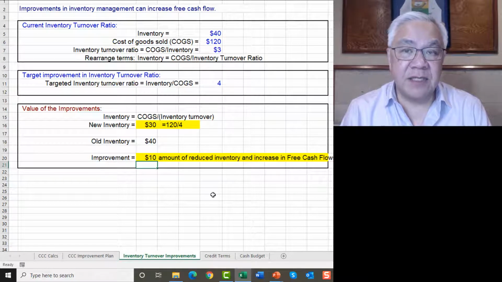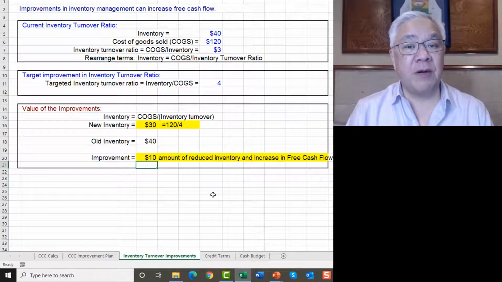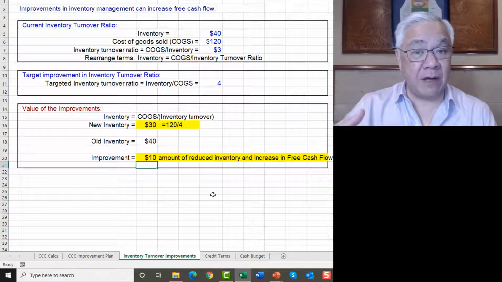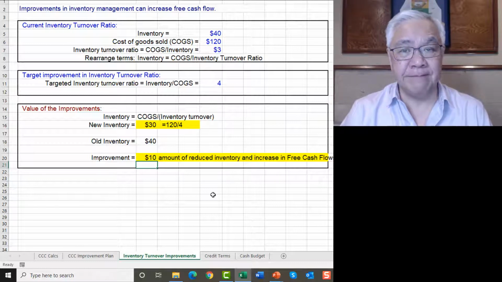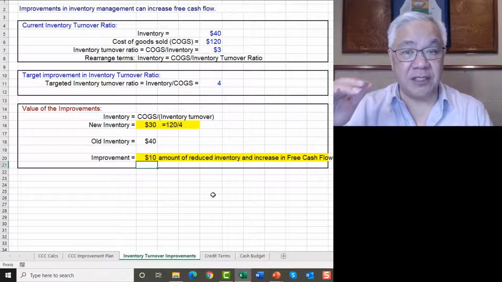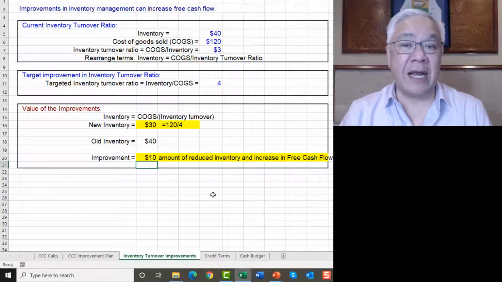It also reduces the load or drag, if you will, on free cash flows. Remember that we take NOPAT, and from that we subtract the increase in our operating assets. If we could somehow decrease our inventory, the free cash flow will have a higher number because there's less subtracted from NOPAT. So again, NOPAT minus the change in assets. If the change of assets is lessened because of good management, therefore, free cash flow rises.